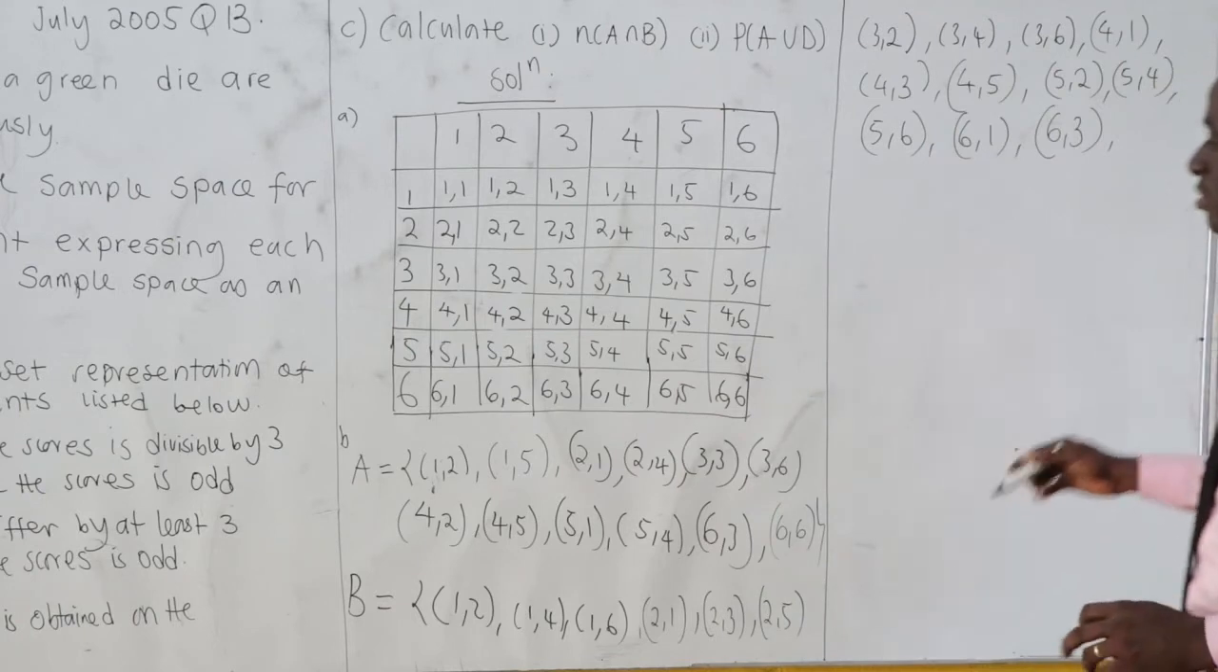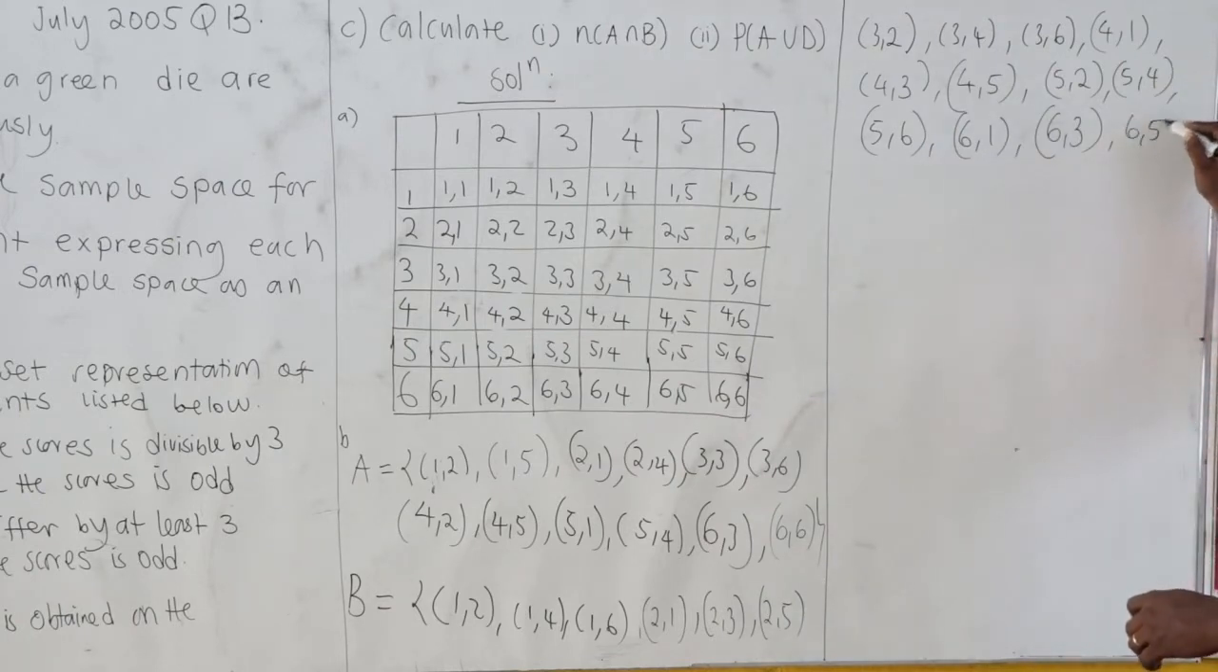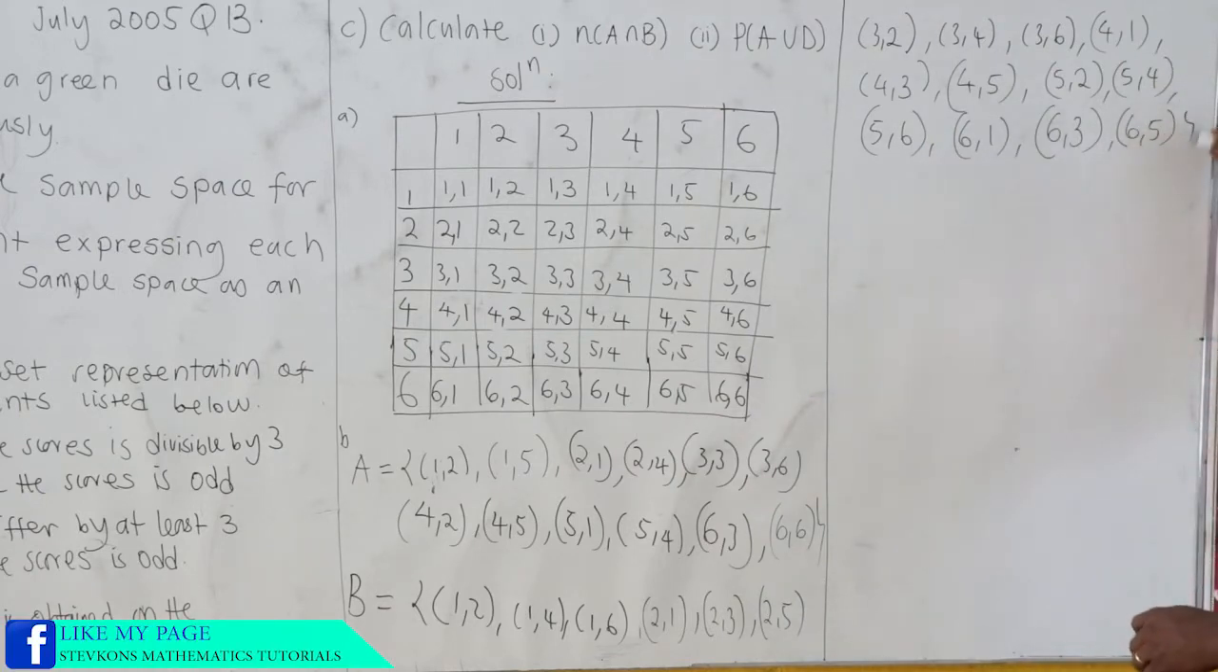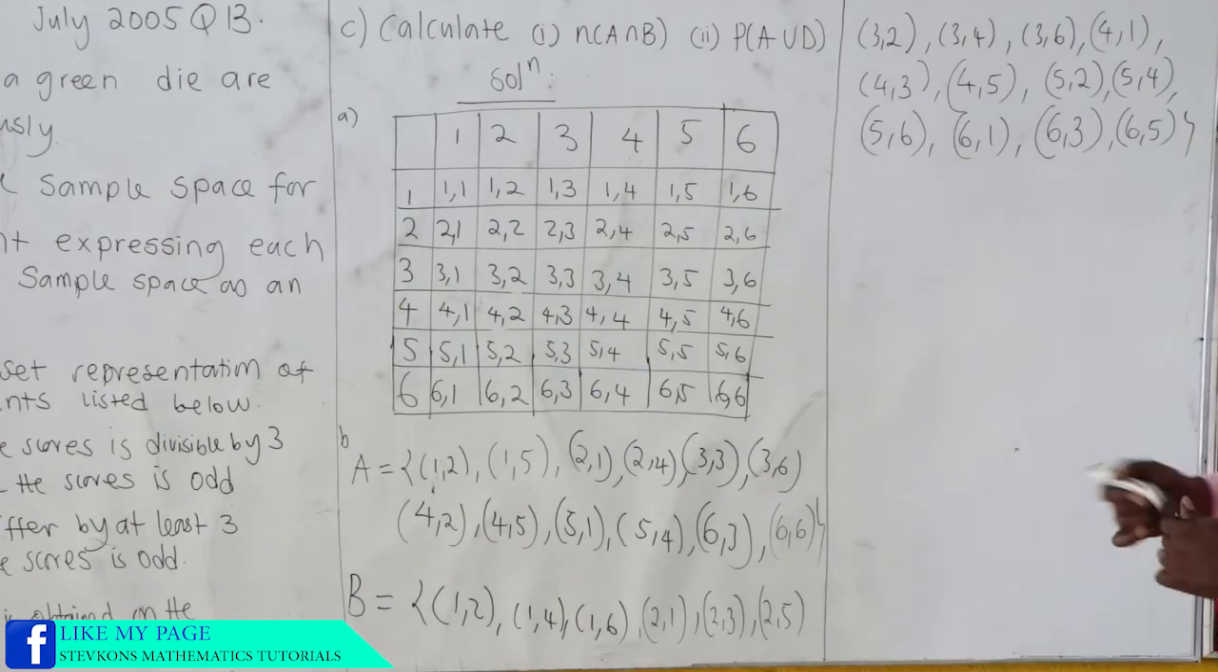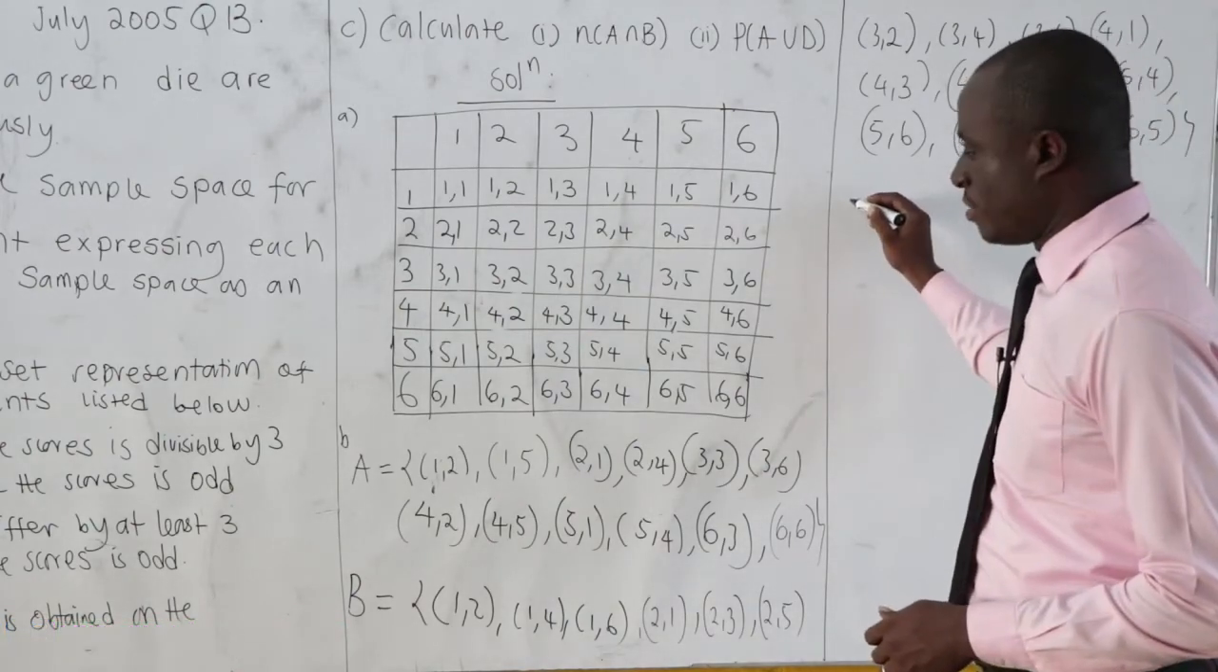6 plus 4, no. 6 plus 5, no. Yes, 6 plus 5 is 11. 6 plus 6, no. It is not part. Now let's see. So that is our B.